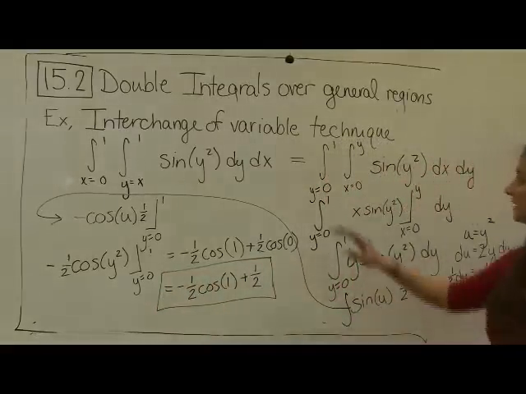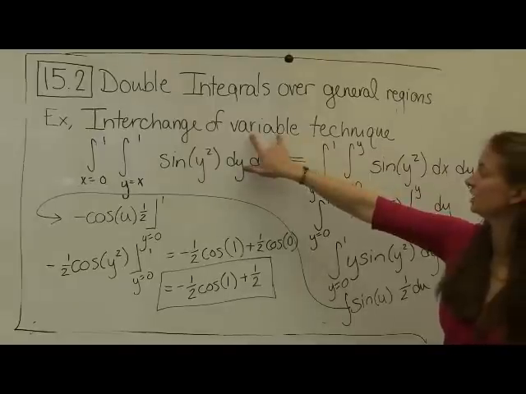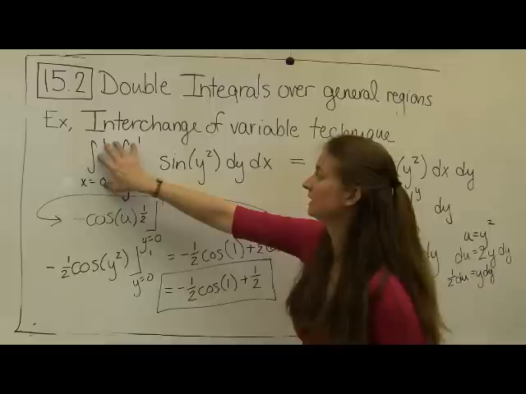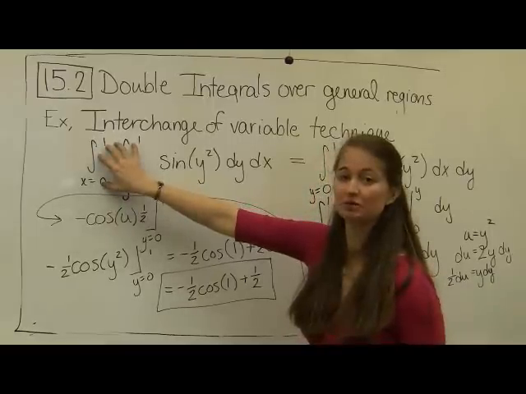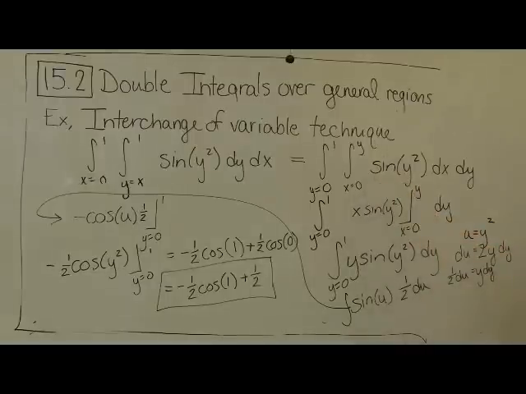So recall in this technique when we interchanged the order of integration, so we interchanged which variables we integrated first, we had to look at our region and then change our region from the type 1 region it was into a type 2 region. And then we could integrate the way that we expected.